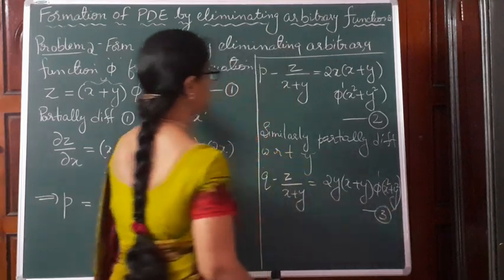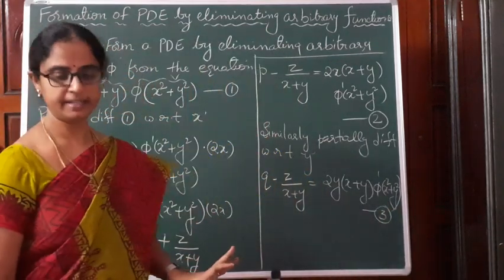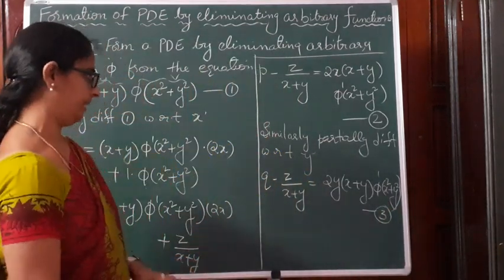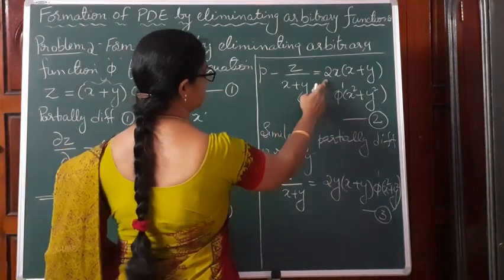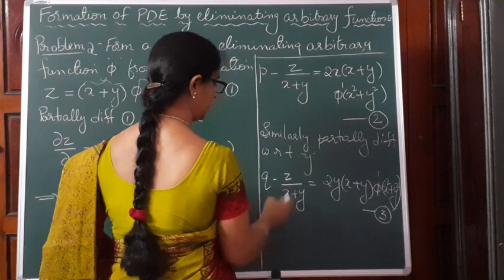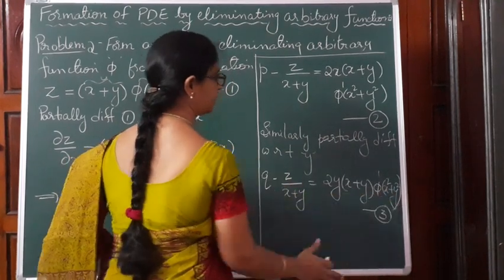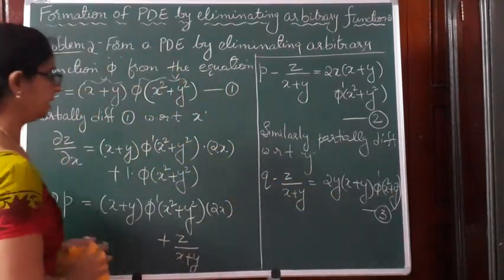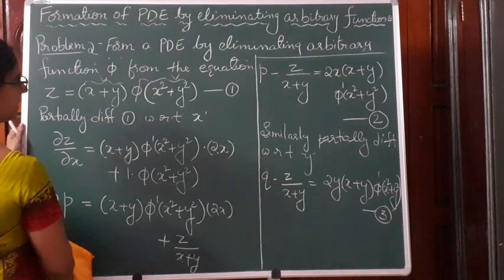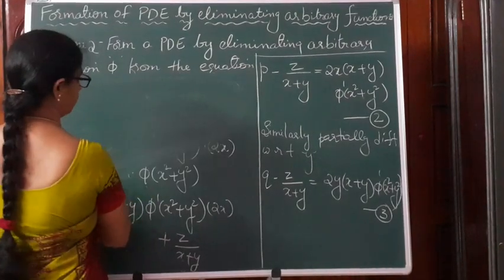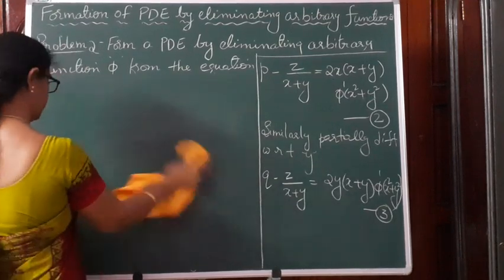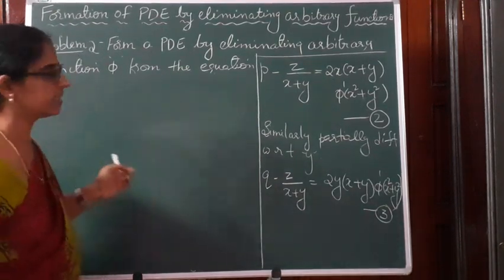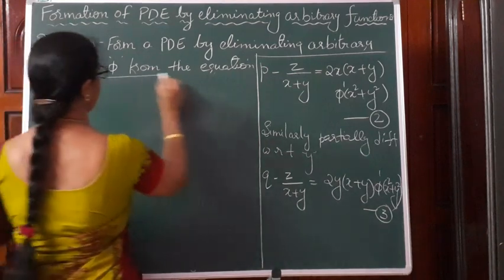Now from 1, 2 and 3 we have to eliminate phi. If you look at 2 and 3, p minus z by x plus y is 2x times this, and q minus z by x plus y is 2y times this. So divide 2 by 3. Then phi dash of x square plus y square will be cancelled, and we obtain a partial differential equation in which the arbitrary function phi is eliminated.